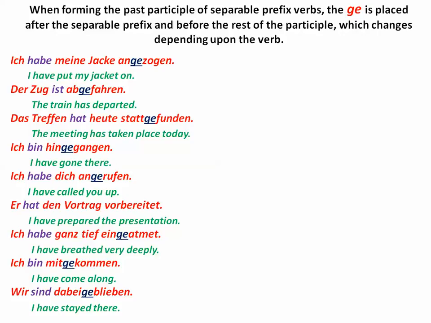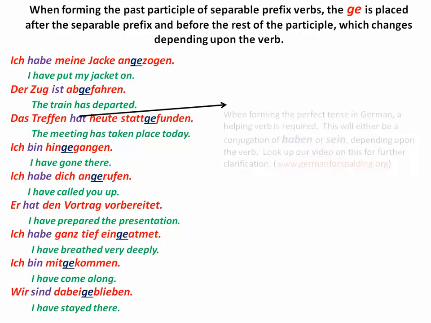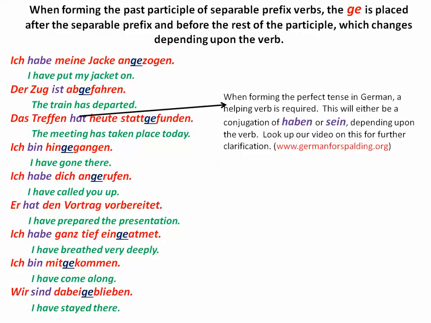And you'll notice, just as a little side note, that the helping verb will be haben or a form of sein, and this will change, and there's a video explaining that also. Our video is on germanforspalding.org under the Herr Wallis YouTube links. Just look for the present perfect tense and how to form it, and you'll see these videos there.